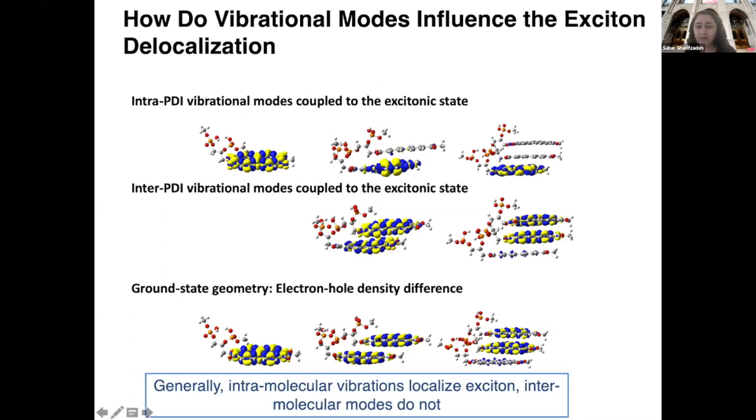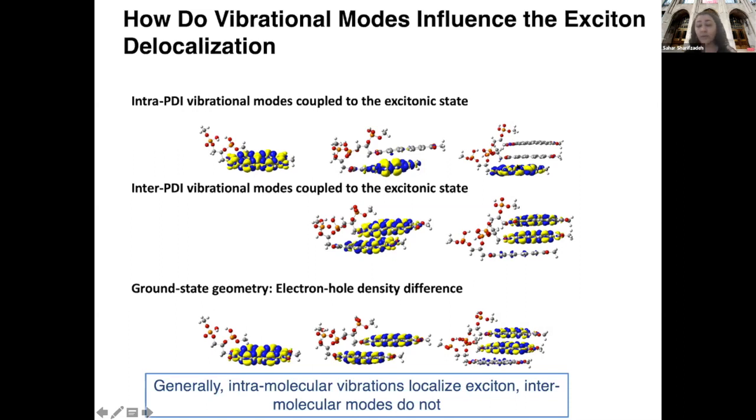So we see that because of intermolecular interactions, we get some delocalization of the exciton. Now we freeze in those intermolecular modes, so we freeze in a sort of snapshot of that mode, in this case the coherent motion of molecules. And what we see is that delocalization is maintained. We freeze in the intramolecular CC stretch mode, and we see that the exciton localizes.